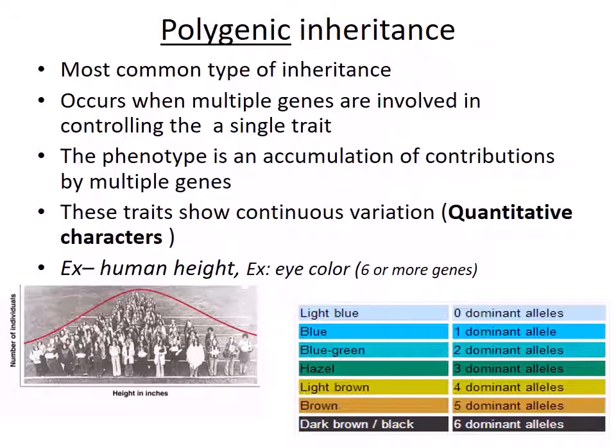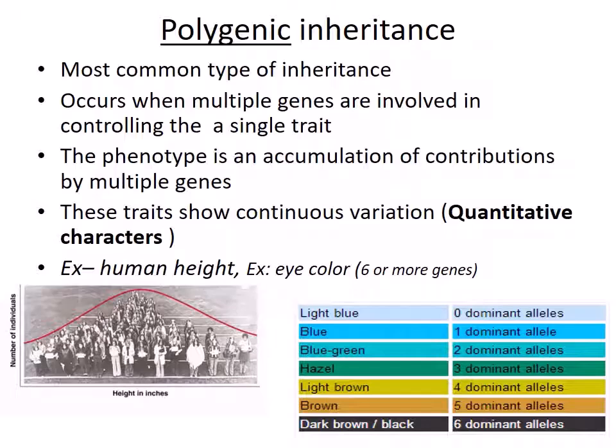So polygenic inheritance then is really the most common type of inheritance. Poly is many, so this is multiple genes involved in a single trait, or what we perceive as a single trait. So these traits have a lot of variation in them. If you look at the figure there where we look at human height, some people are very tall, some people are very short, but most people are somewhere kind of in the middle.